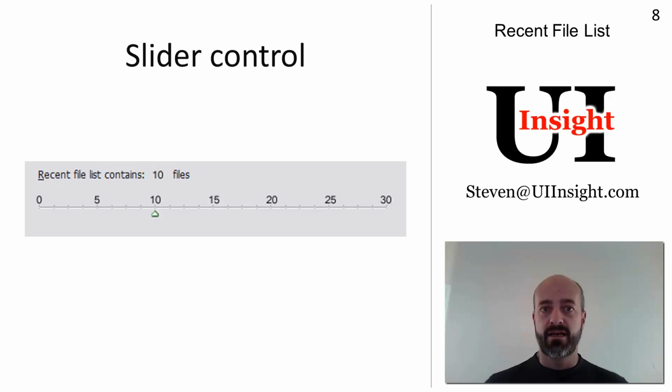So at a glance, the user can see my recent file list contains 10 files. Currently it says that in text, and it also has a pointer in this slider control pointing to 10. And clearly, anybody can see that the allowable range, if you will, is 0 to 30. Nobody is ever going to get an error message. They're never going to enter an error condition with this slider because all you can do is slide it between 0 and 30 anywhere you want.